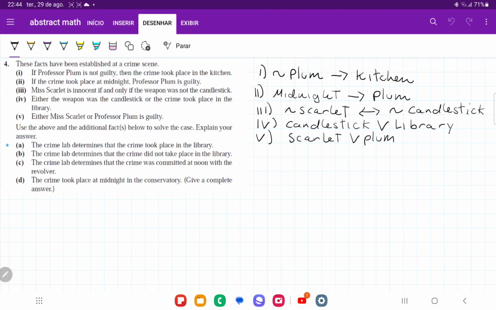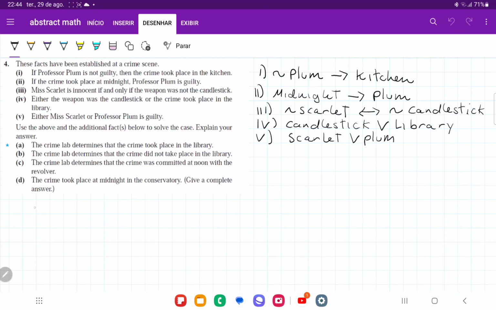The third is Miss Scarlet is innocent, so not Scarlet, if and only if the weapon was not the candlestick, so not candlestick. For number 4, we have either it was done with a candlestick or the crime was committed in the library. And for number 5, we have that either Scarlet or Plum is guilty.